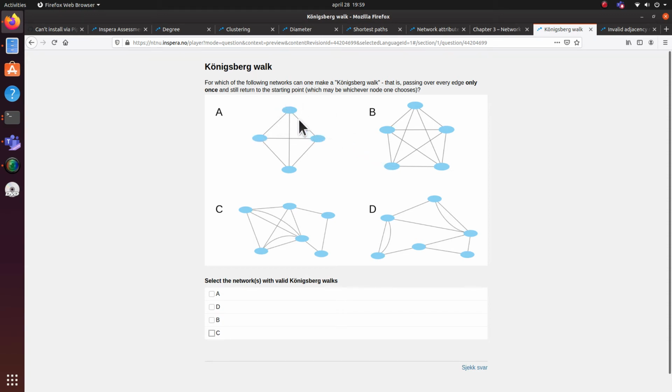So okay, let's look at the first. Well, this is a 4-clique, which means that you have 4 nodes, everyone is connected to the others, and that means that you have a degree of 3 for each, and that is more than 2 nodes with an odd degree. So A is not a valid network for a Königsberg walk. If we look at B on the other hand, this is a 5-clique, right? We have 5 nodes all connected to the other 4, which means that every node has a degree of 4. And so it is valid.